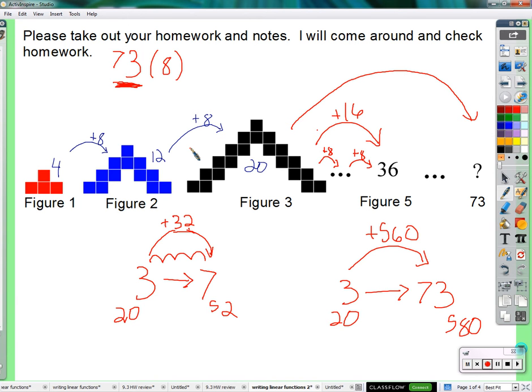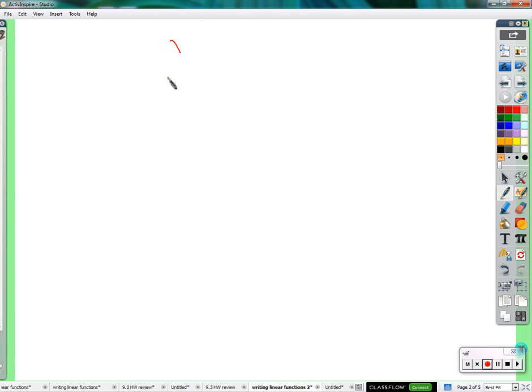Well, let's see if we can, unless somebody has something else to say. Okay, let's see if it works. Let's see if multiplying works. Say I want to find figure 25. So in the same pattern, we want to find figure 32. Okay, so find figure 32 for me the fast way.